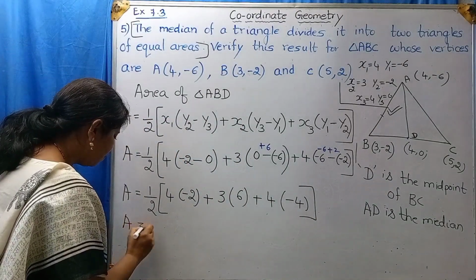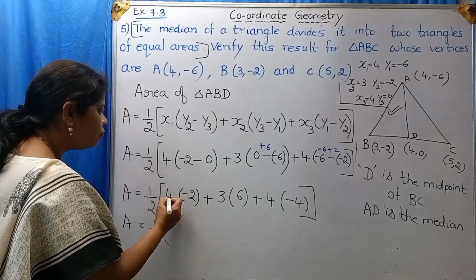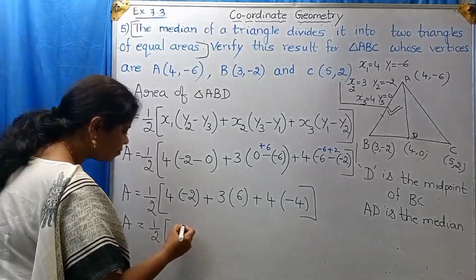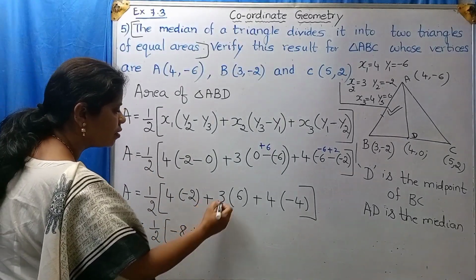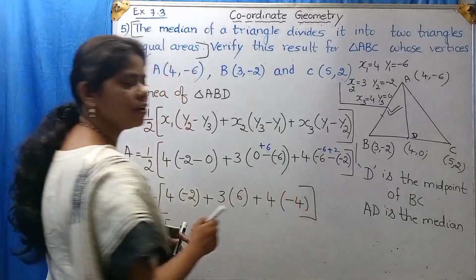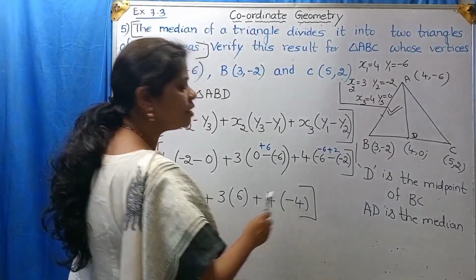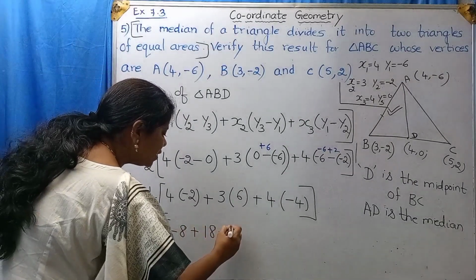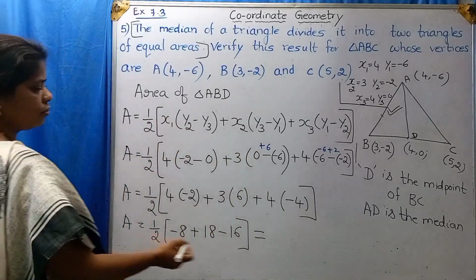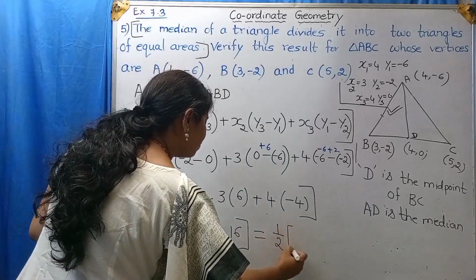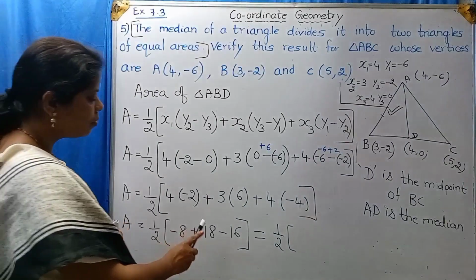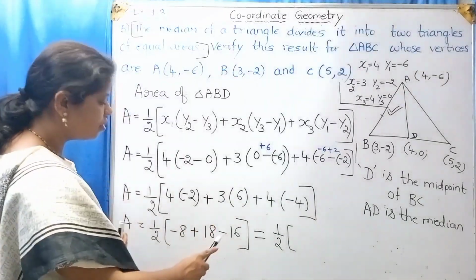A is equal to half. 4 2s are 8. But here plus into minus is minus. Minus 8. Plus 3 6s are 18. Now look at this. 4 into 4 is what? 16. But plus into minus is minus 16. Okay, minus 16. Now, area is equal to half into minus 8 plus 18 is how much? Plus 10. Plus 10 minus 16 is what? Minus 6.